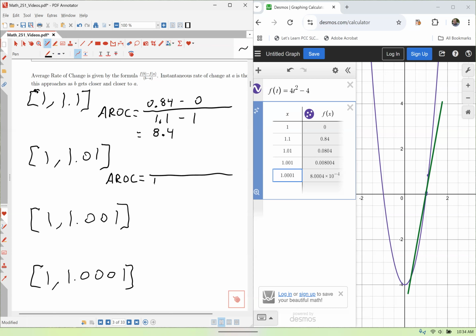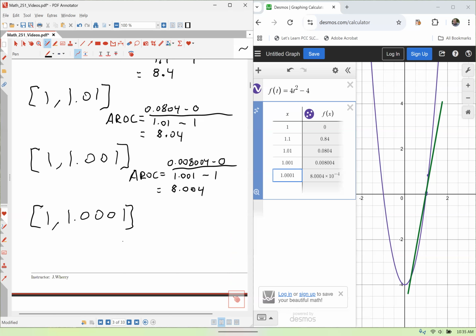I'm looking at the change in my x values on the bottom, 1.01 and 1. Of the corresponding y values from the table, 0.0804 and 0. And when I do this, I get an average rate of change of 8.04. Next average rate of change. I'm looking at the change in my x values on the bottom, 1.001 minus 1. On the top there, I have 0.008004 minus 0. This is giving me 8.004 for that average rate of change.